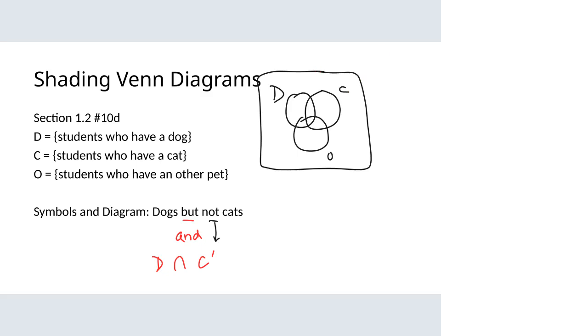If you have any questions, let me know. If this all makes perfect sense and you had no problem with number 10, I apologize for spending so much time on it. D intersect C complement. So I'll start with D. It's intersect, so I'm going to shade the other direction. C complement, everything outside of C.